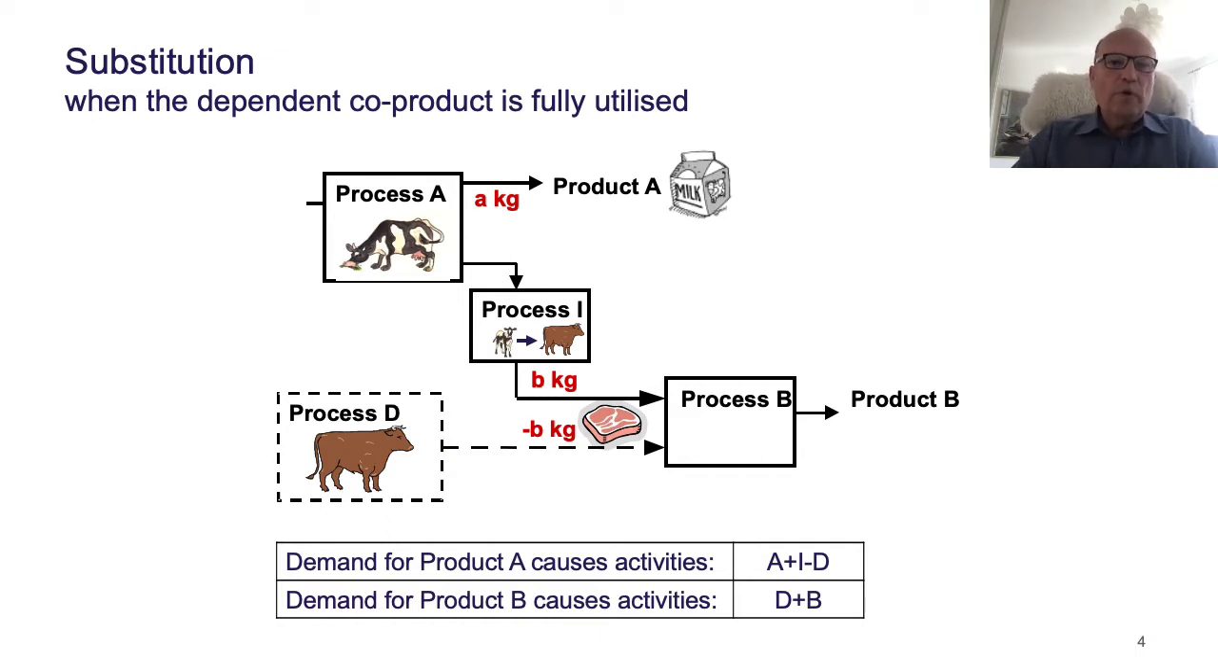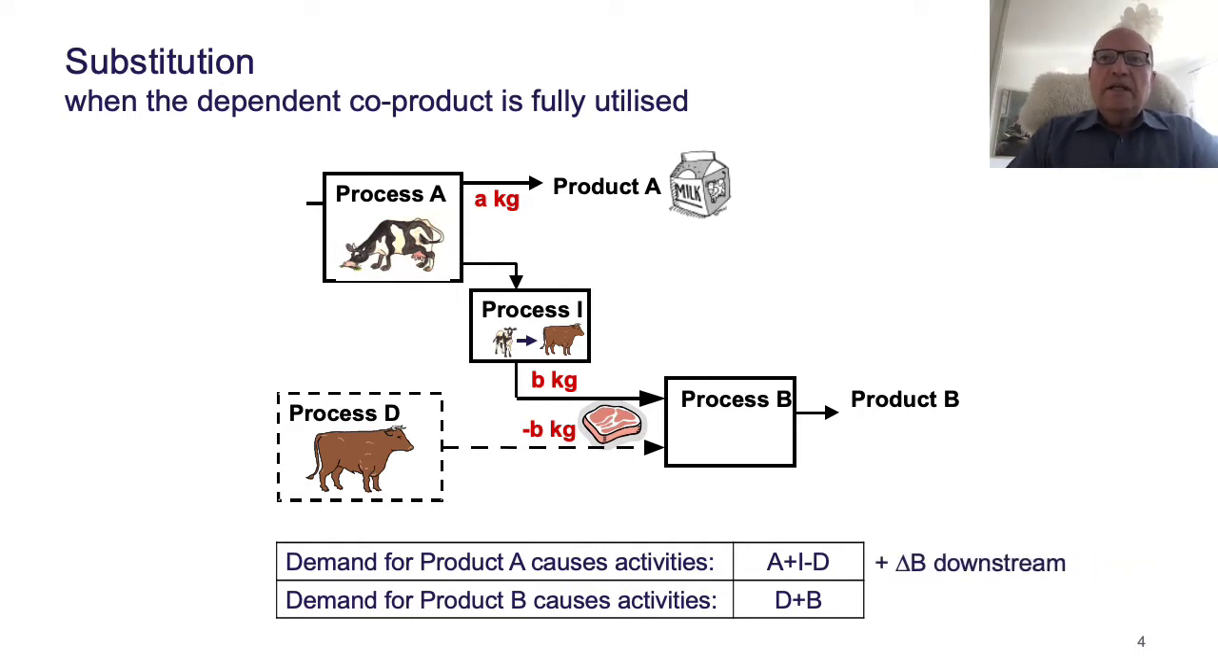There is no waste in this situation. All the calves are raised to meat, and therefore you have the full substitution. And the only way you can get more meat out of the system is to ask for more of process D, because process A is already constrained by the demand for milk.